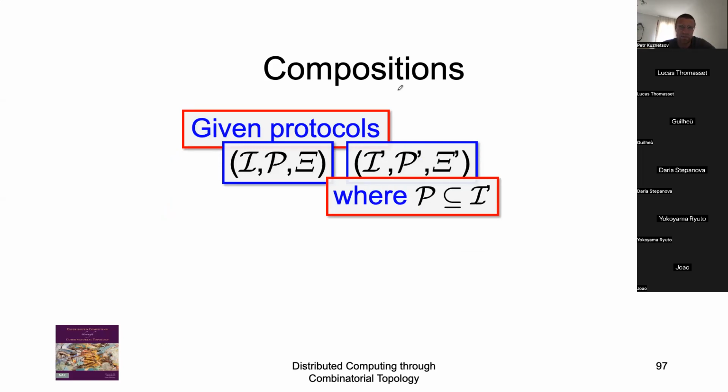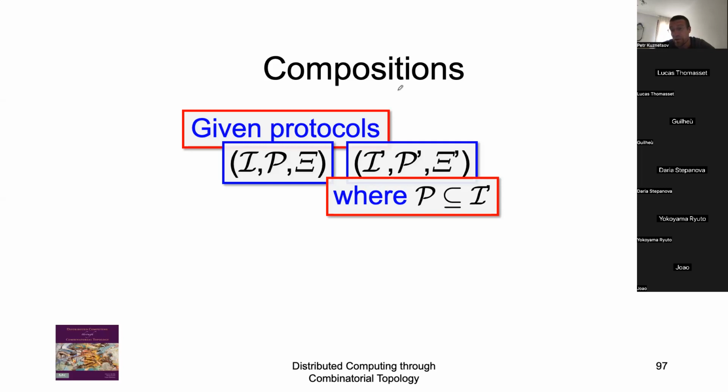Well, this is a side observation, but it's going to be useful. Imagine that you have two protocols, I, P, and C, and then we have another protocol, I prime, P prime, C prime, with the specialty that the protocol complex of the first protocol is a subset of the input complex of the second protocol.